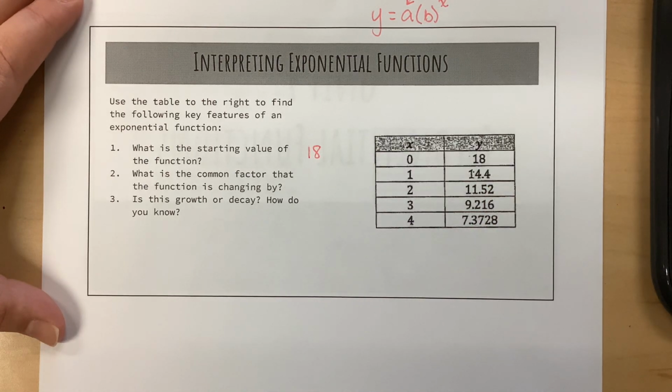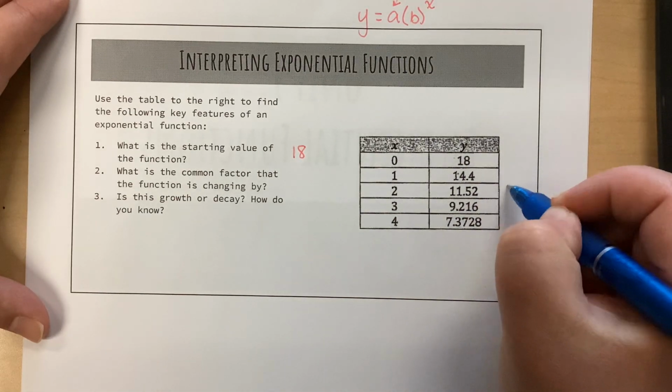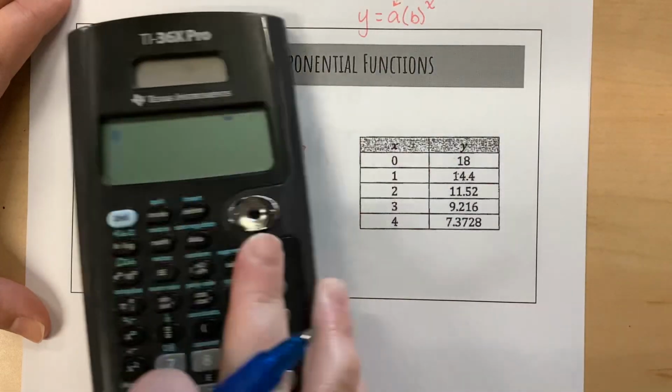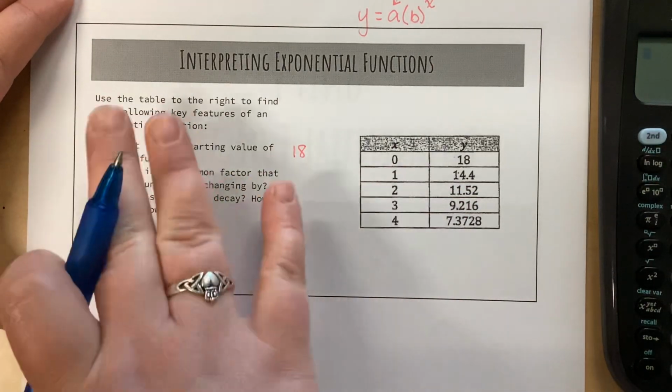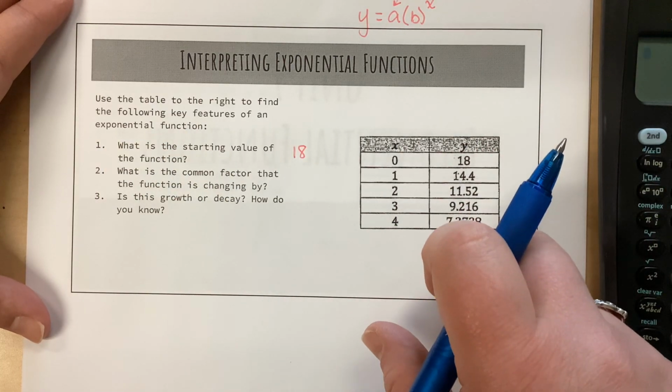Common factor that the function is changing by. In order to find that, what we need to do is figure out what we are multiplying by each time we go down this table. And there's actually a very, very simple way to do this. We already know that this table is exponential because I'm telling you that it is. So you don't have to try and figure out whether it's linear, quadratic, or exponential.